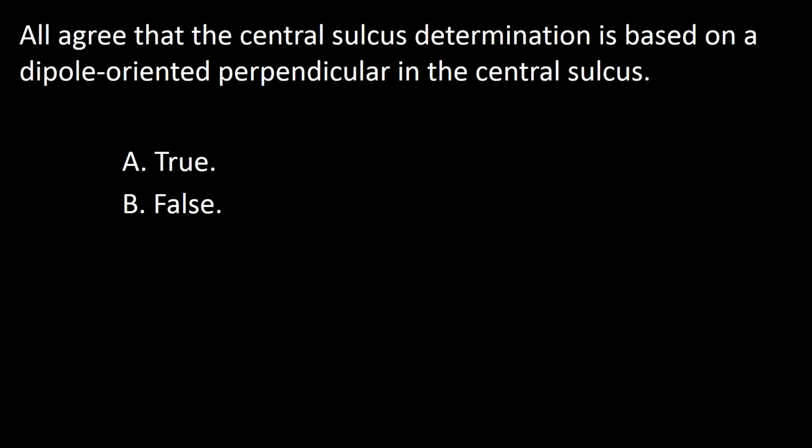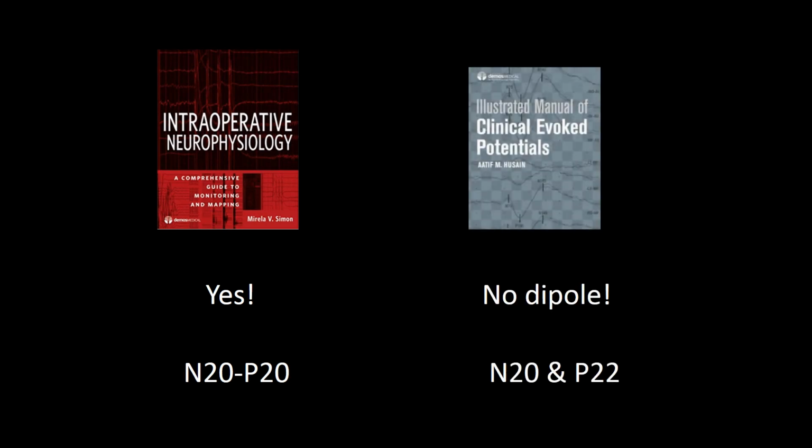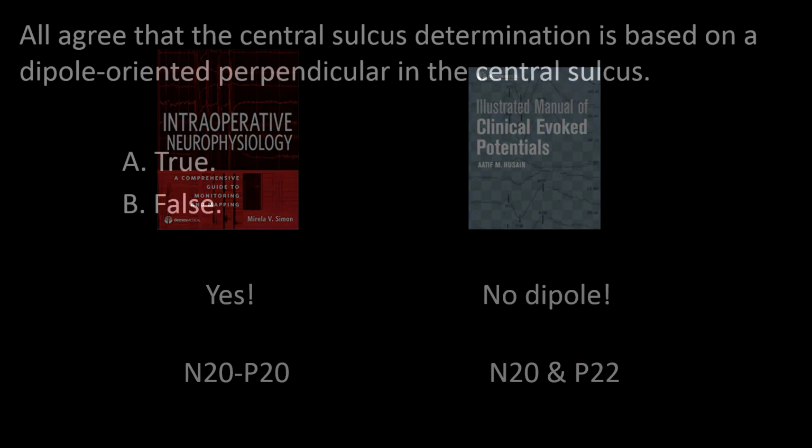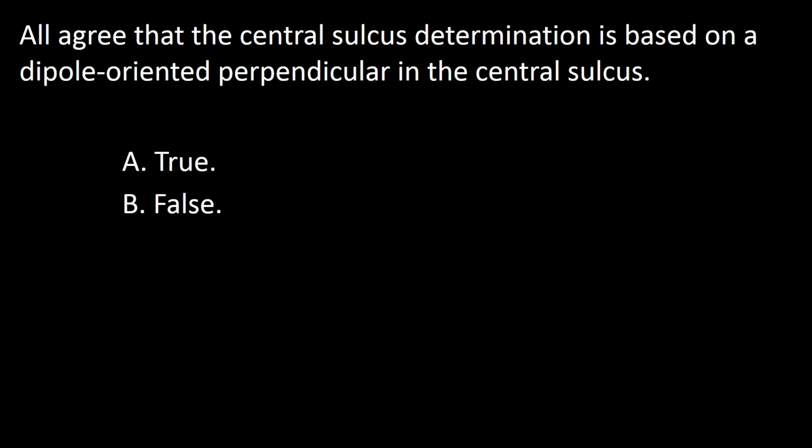Next question. All agree that central sulcus determination is based on a dipole oriented perpendicular in the central sulcus. A true, B false. As you would expect, some say yes, some say no. Those that say no argue that what we are seeing is the N20 sensory area generated potential and the P22 motor area generated potential. So the answer to this question is false.